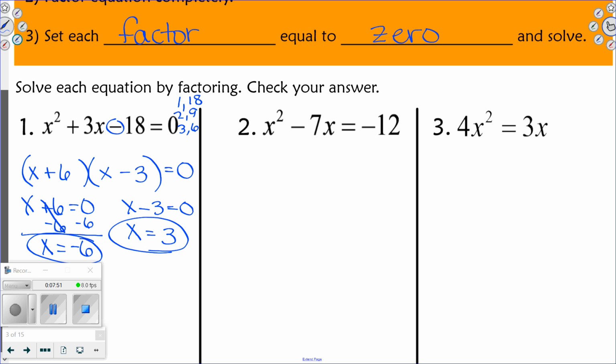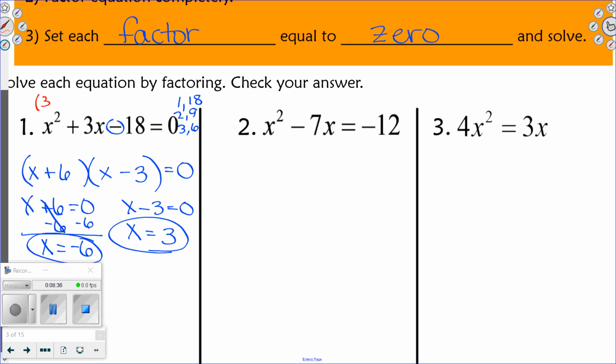Now, I said this, you can check your answers. What should happen when I plug these back into the original? You should get 0. Right? So if you would plug them back in, again, one at a time, right? If x is negative 6, this is negative 6 squared, don't forget the parentheses, plus 3 times negative 6 minus 18. And again, you can grab your calculator, just type the whole thing in if you want. But what is negative 6 squared? That's a positive 36. 3 times negative 6 is negative 18. 36 minus 18, does it equal 0? Yeah, so it works.